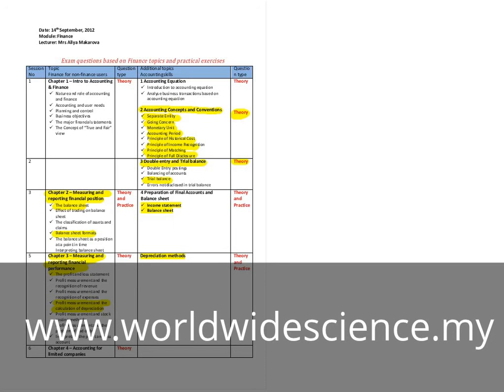Okay, some of you asked me about this table. I already sent you this table on the previous Friday. This is the exam question based on the finance topics. You already have this file, but I can send you again if you want.